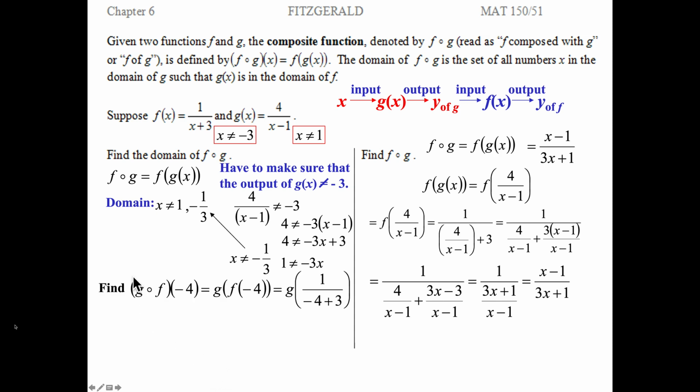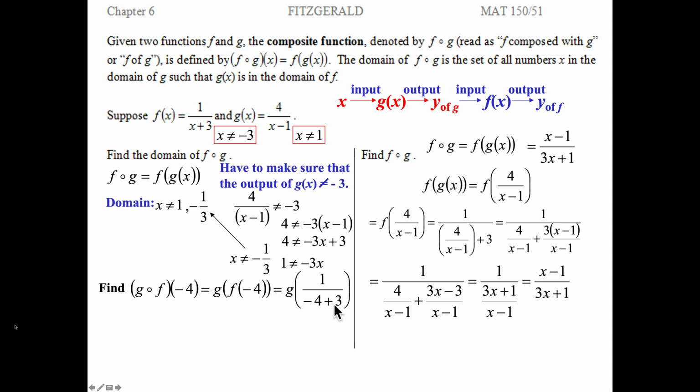If you were asked to find g of f of negative 4, they're going to give you values. So this is a true double substitution. F is the inner function, g is the outer function, so we're going to evaluate f of negative 4 first. So we're going to take negative 4, put it into the x location of the f function. That's 1 over negative 4 plus 3. So notice, just as if you were simplifying, you got to simplify the inner parentheses first, and once you have this number, then you can use it with the outer function.